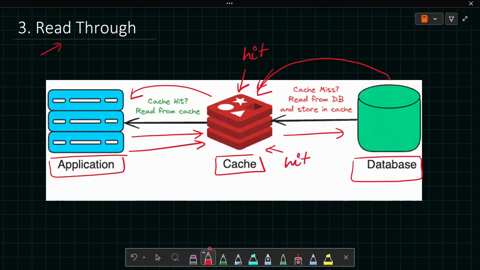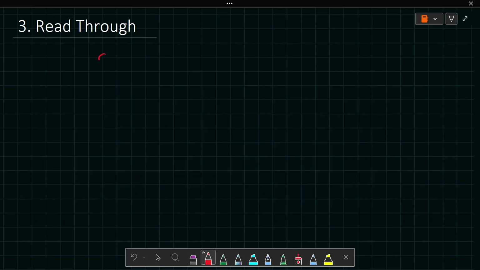This approach simplifies the application logic because the application does not need to handle the logic for fetching and updating the cache. The cache itself handles both reading from the database and storing the requested data automatically. So this is minimizing unnecessary data in the cache and ensures that frequently accessed data is readily available. Let's say there is a cache hit. What is happening is read through provides low latency, right? Low latency for data access.